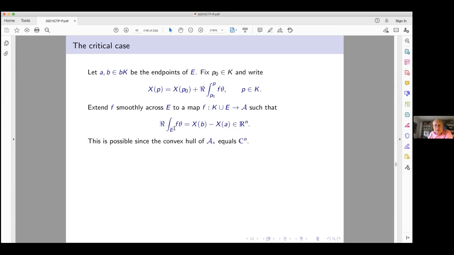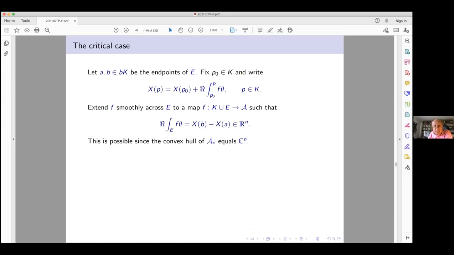Okay, so why is this possible? Here I'm using the second property, which I explained last time, namely that the convex hull of this null quadric is all of Cn. So therefore, you can always choose this path, f, such that this integral has any given value. Okay, fine. So this we can do.